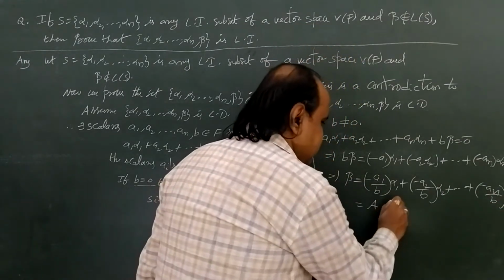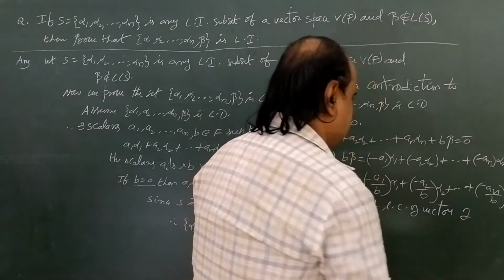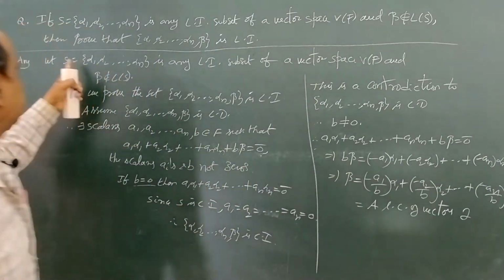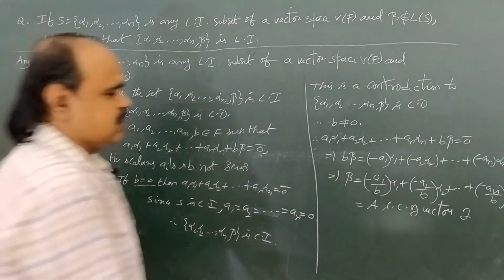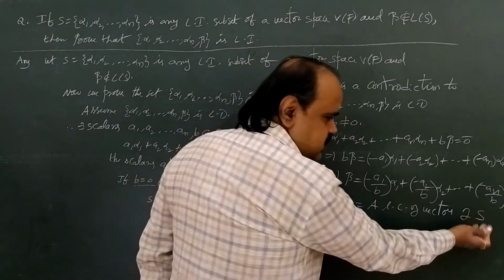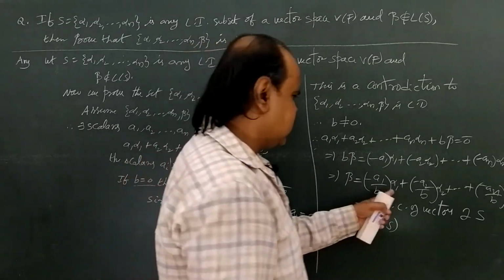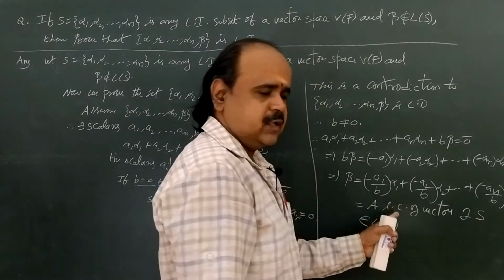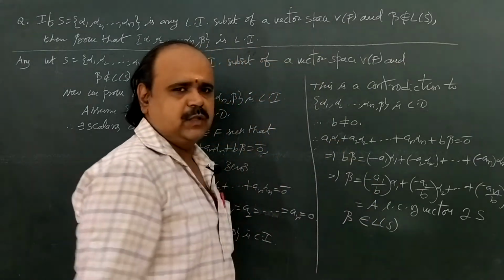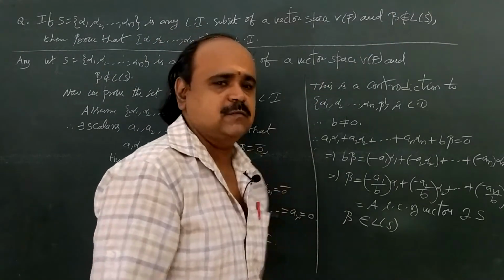In total it is a linear combination of vectors, and what are the vectors? Alpha 1, alpha 2 and alpha n. These all lie in capital S. So it is a linear combination of vectors of capital S. Since it is a linear combination of vectors of capital S, it belongs to L of S. This is all a linear combination of vectors in S, so it belongs to L of S. All this is equal to beta. So beta belongs to L of S. This is a contradiction to beta does not belong to L of S.